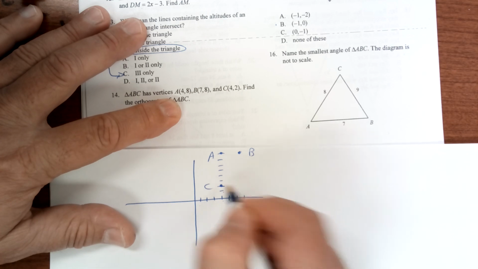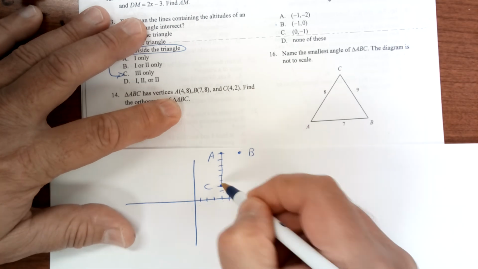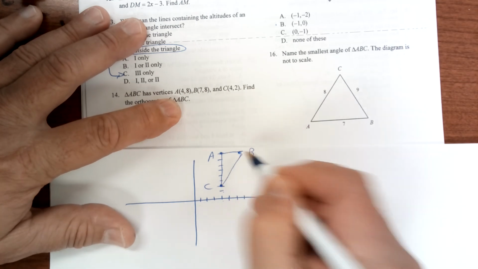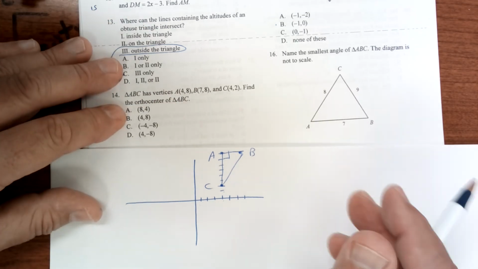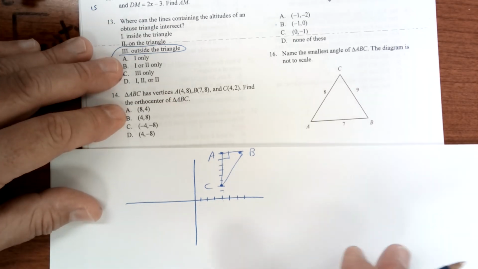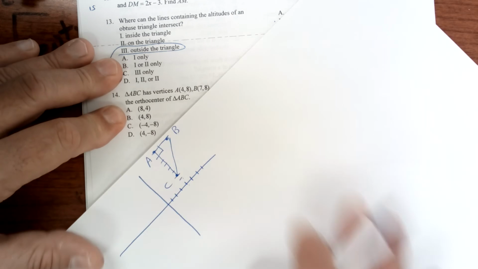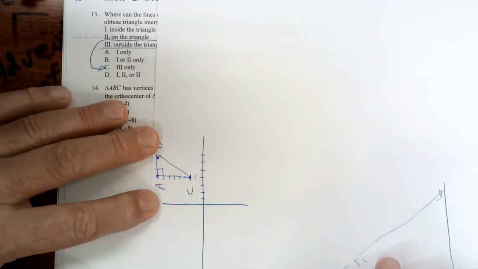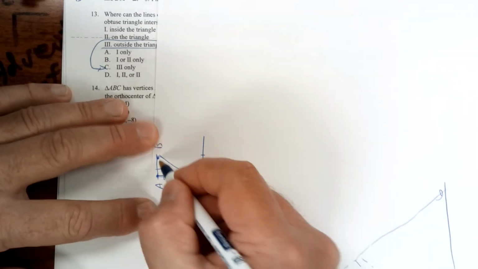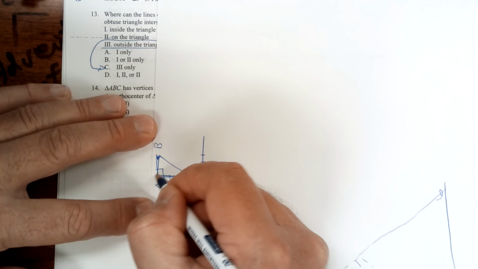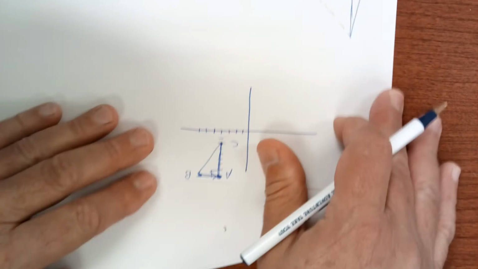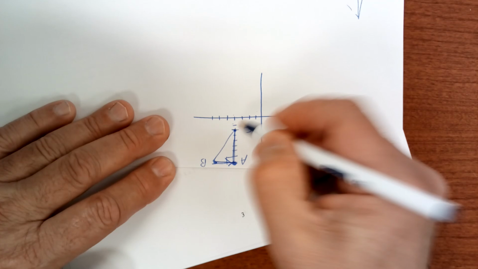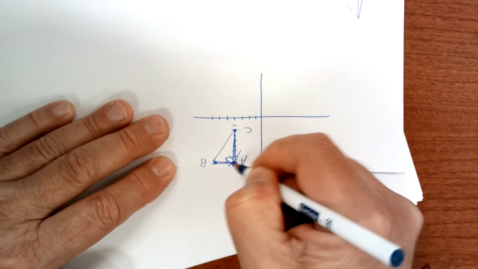Okay, so draw the triangle. Looks like a right triangle. So they want to know the orthocenter. What you want to do is find your altitudes. Turn it to where this is the ground and go straight down. It hits here. Turn it where this is the ground and then go straight down. It hits here. That is your orthocenter.